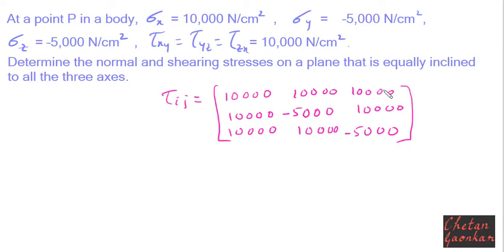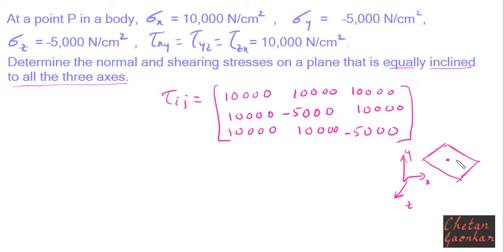So this is what has been given, and they are asking us to determine the normal and shearing stresses on a plane that is equally inclined to all three axes. Basically, the state of stress at a point has been given to us, and we need to find the normal and shear stress components on a plane which passes through this point, and is equally inclined to this frame of reference, to these three axes.